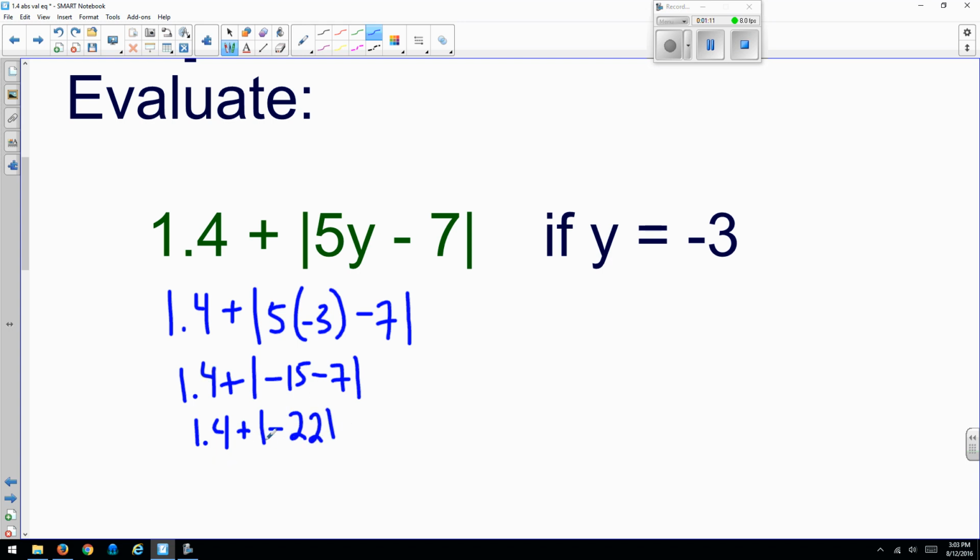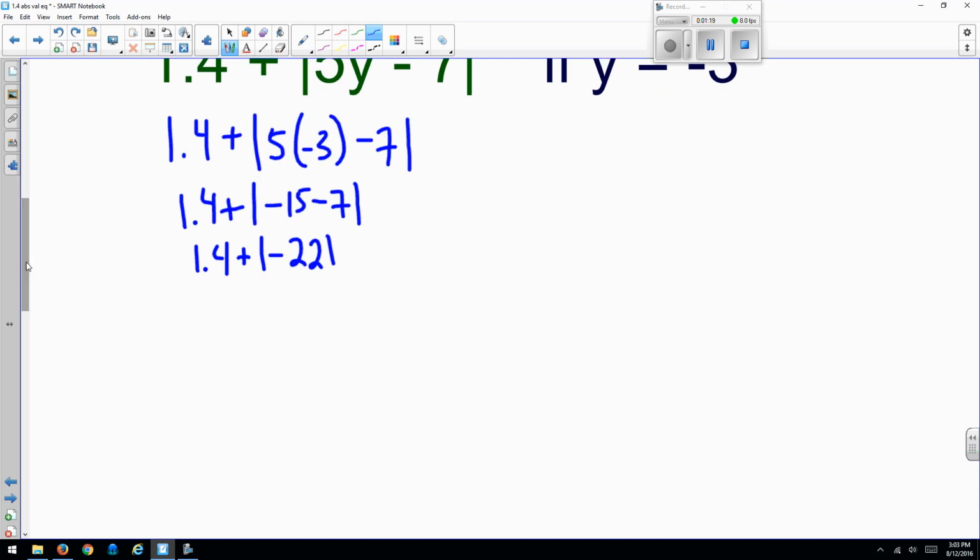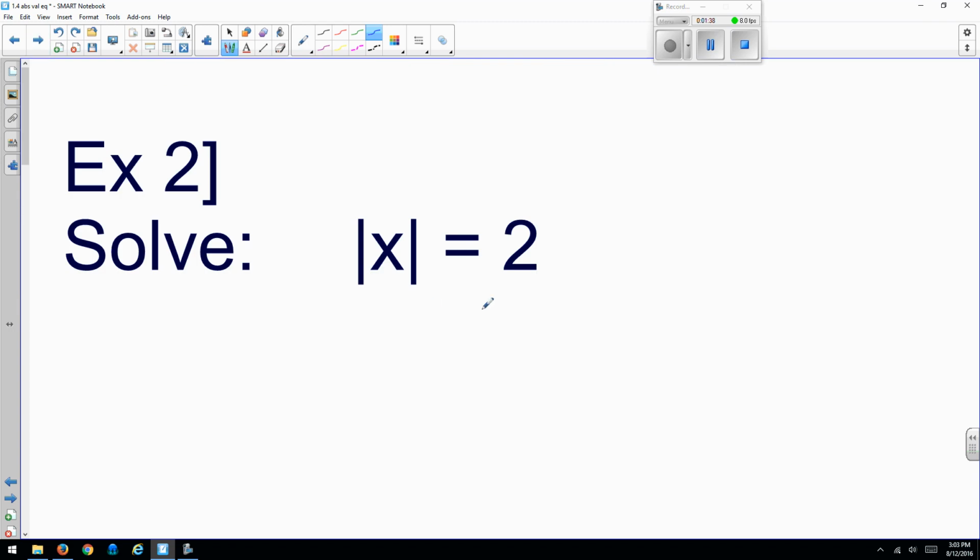So we have 1.4 plus the absolute value of -22. Well, going from the definition, the absolute value is the distance away from 0. It's the number of units away from 0. So that absolute value of -22 actually becomes just 22. And so our answer is 23.4. Going to the next example.